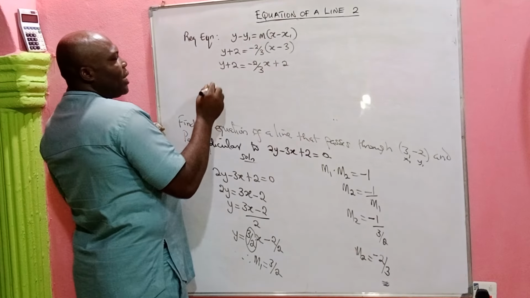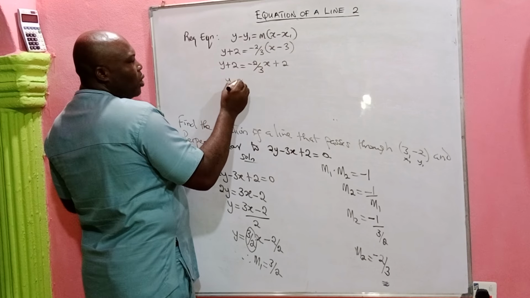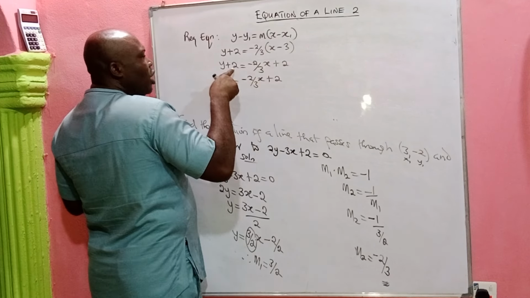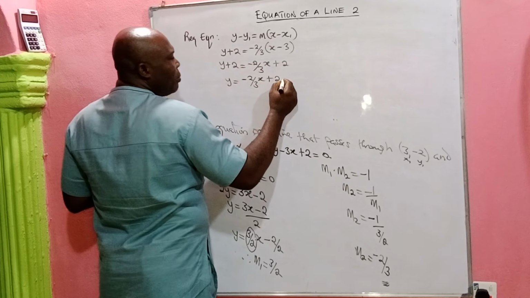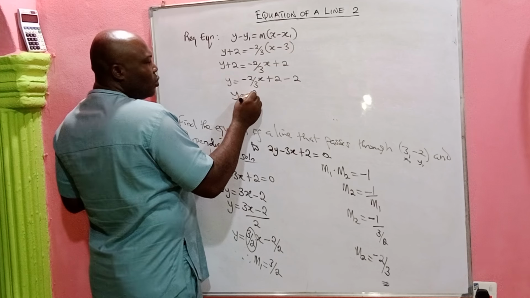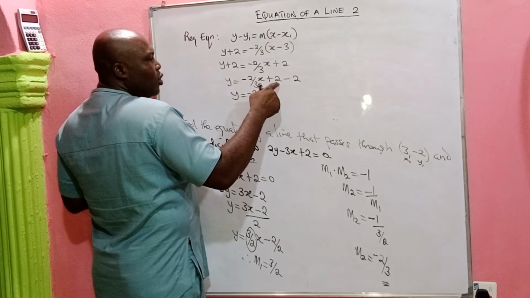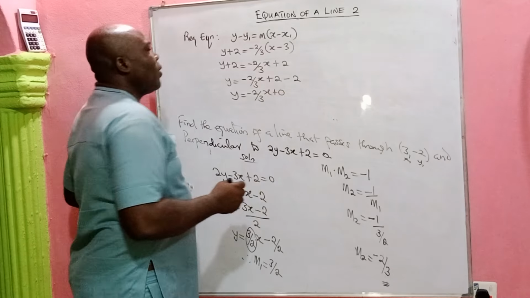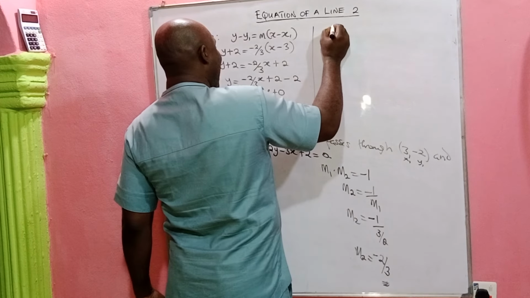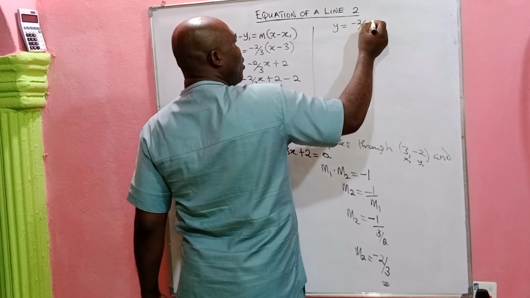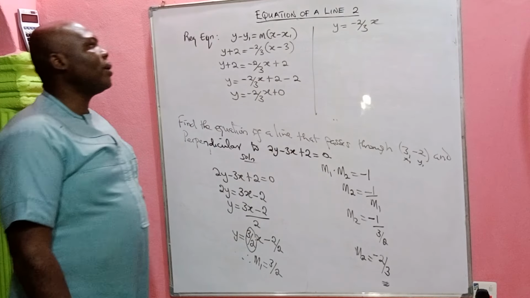So we are going to collect like terms. So our y will be equal to minus 2 over 3x plus 2. This positive 2 crosses to be minus 2. So we are going to have y equal to minus 2 over 3x, and 2 minus 2 will give us 0. Please don't forget that. So we have that y is equal to minus 2 over 3 of x. The 0 is not relevant.